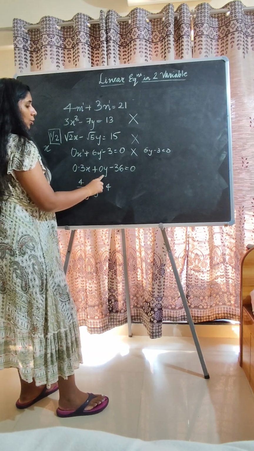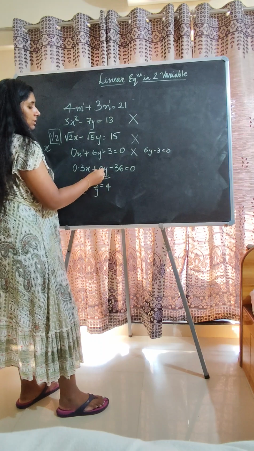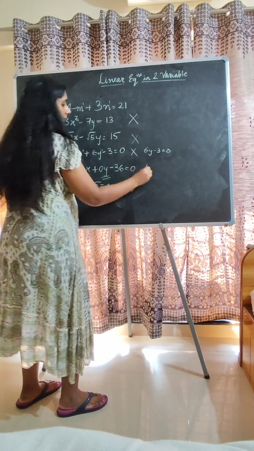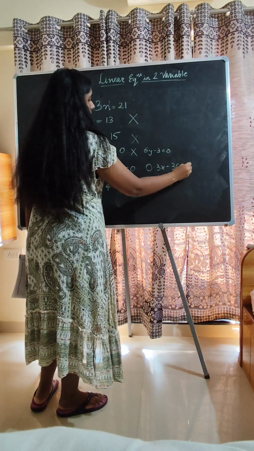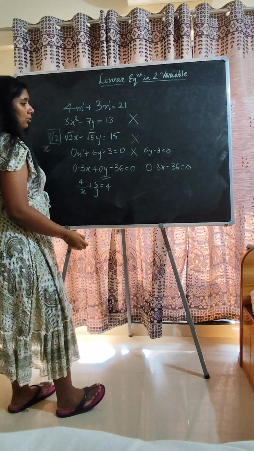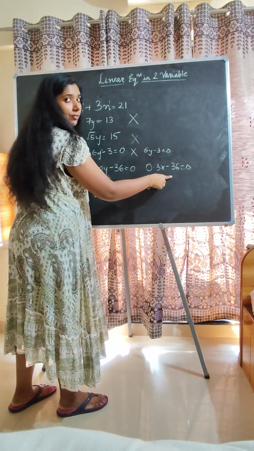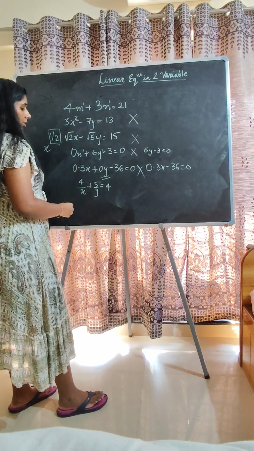0.3x plus 0y minus 36. This is 0y, so 0 into y is 0. So you will get 0.3x minus 36 is equal to 0. So there is no y term or no second term along with this. So this is also not a linear equation in two variables.